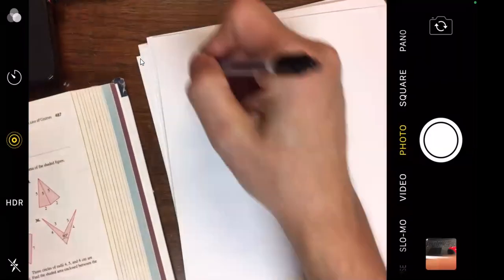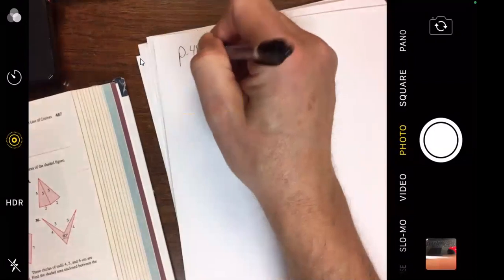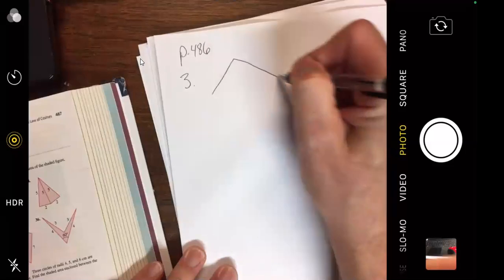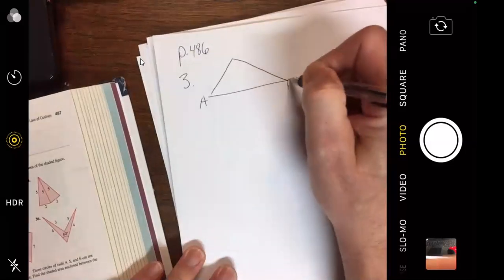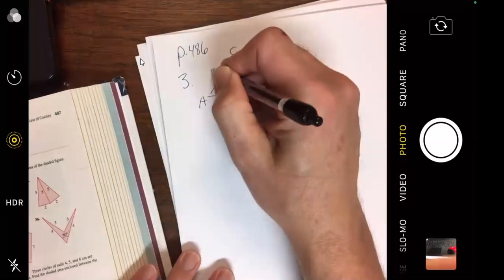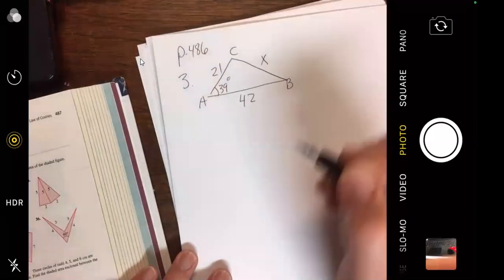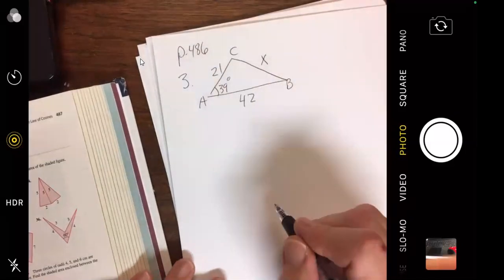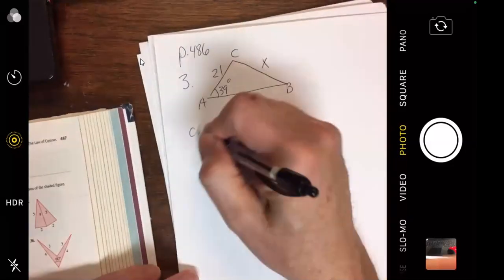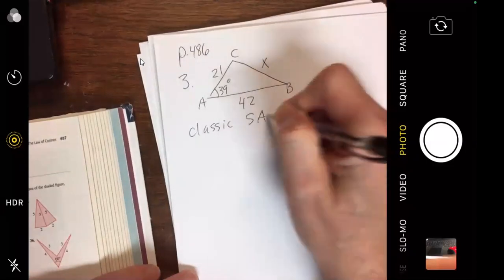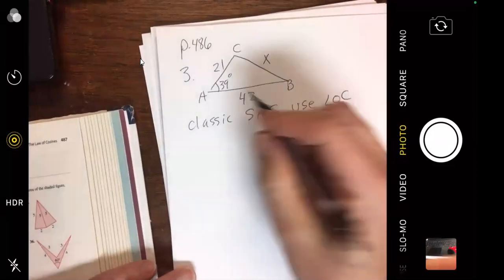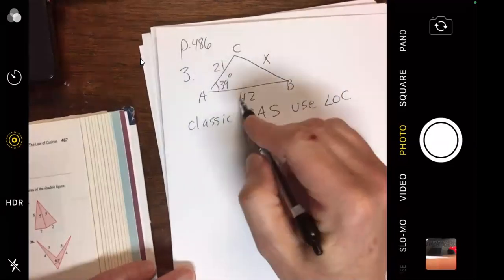Page 486, number 3, say. Big A, big B, big C, X, 21, 39 degrees. All right, and they want you to find X. Notice it's a classic side angle side problem. You can spot this when you need to use law of cosines. You're given side, angles between the sides. That's a classic situation.